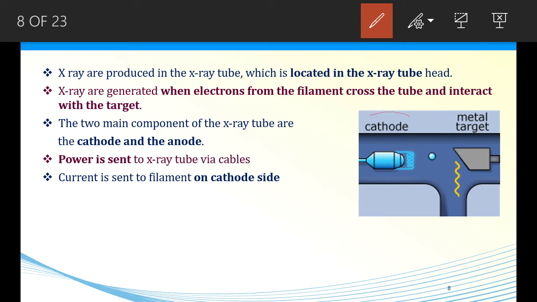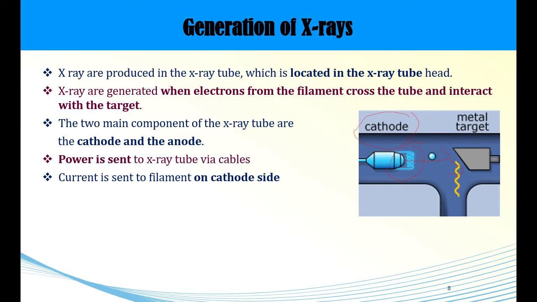See the figure. This is the cathode, and this contains this filament. First, this filament heats up due to the power. When it heats up, it forms cathode rays. Cathode rays are electrons. These electrons travel from this side to this side, and when they strike, there is a formation of X-rays. This is the simple mechanism of generation of X-rays.